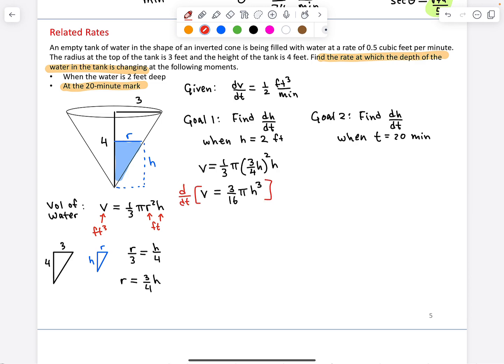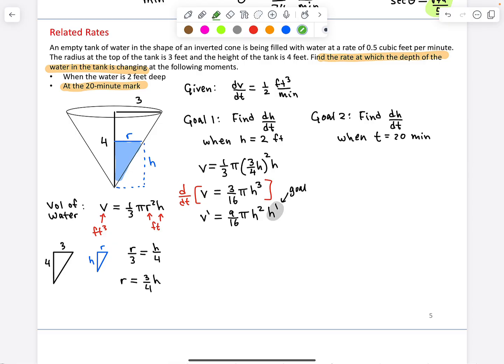with respect to time. So the derivative of V will be V prime, or dV/dt, equals the 3/16 pi is a constant times H cubed, so that constant will stay. So I need to use a generalized power rule. This 3 here will multiply to this constant. So 3 times 3/16 is 9/16 times pi. The power drops to 2, and the chain rule, multiply by H prime. Now this question is asking us to find H prime.